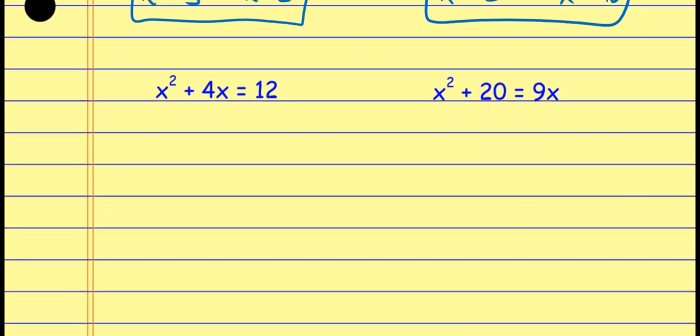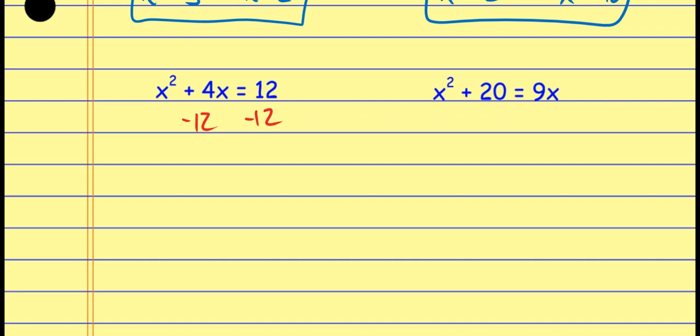If I look at this one, same kind of deal here, except this time I don't have it set equal to 0, so I need to get a 0 over here. So over here I need a 0 instead of this 12, so what I have to do is subtract that 12. So I'm going to subtract the 12. Whatever I do to one side, I have to do the other side.